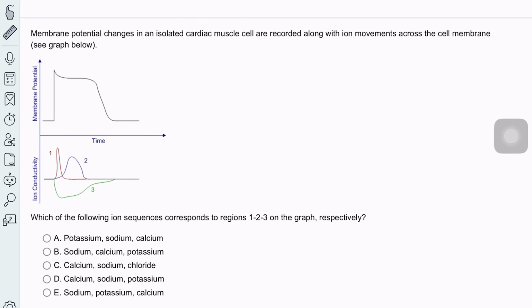Membrane potential changes in isolated cardiac muscle cells are recorded along with ion movement across the cell membrane. Which of the following ion sequences corresponds to regions 1, 2 and 3? So this is the normal action potential of the cardiac muscle cells. We have to identify the ion responsible for each phase. So the options are given below.